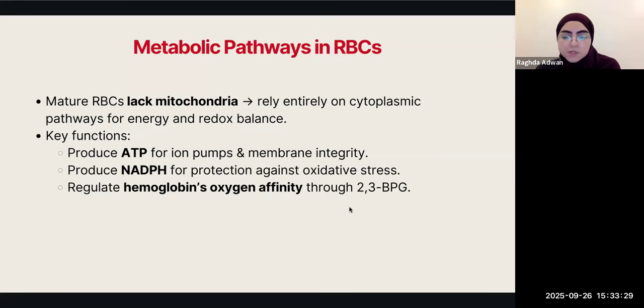What do you mean by mature RBCs lacking mitochondria? The red blood cells, once they have left the bone marrow, don't have mitochondria. That's what you need to know. If I look at your blood, take it out, the cells don't have mitochondria. In the development phase, at some point they might have certain organelles for their development, but normal, mature red blood cells don't have mitochondria.